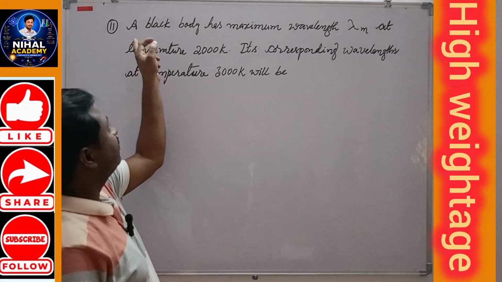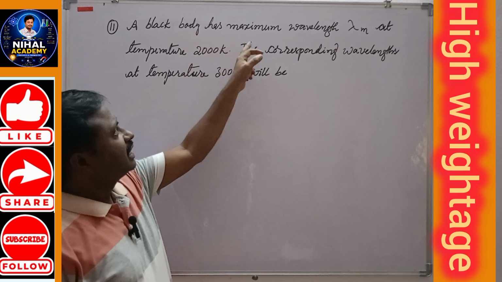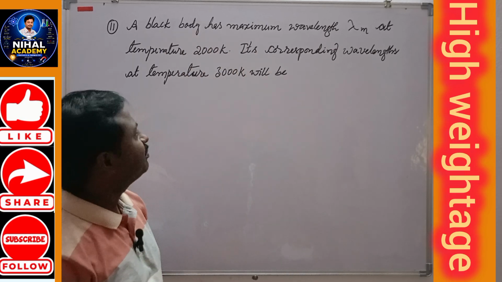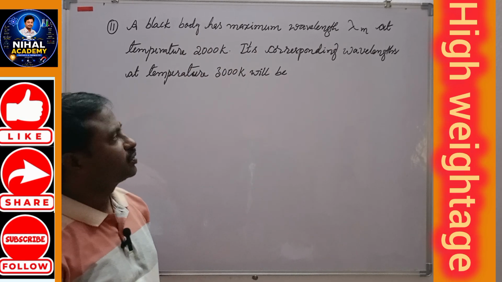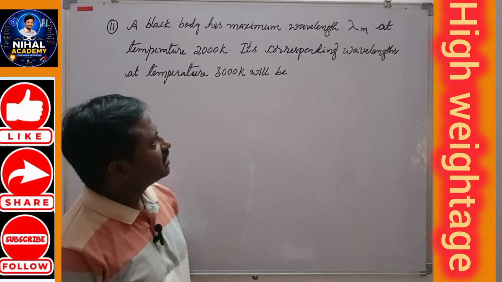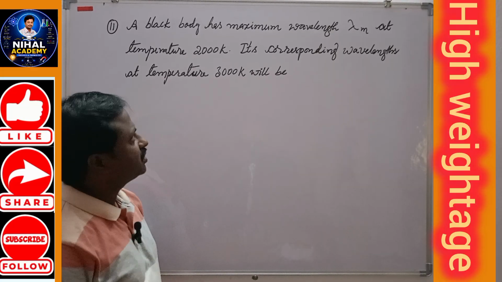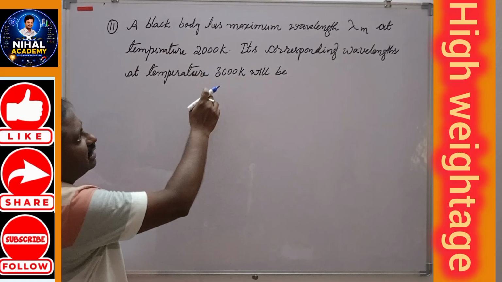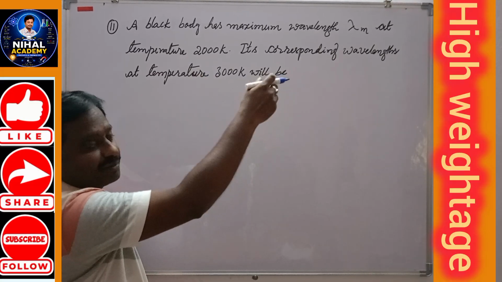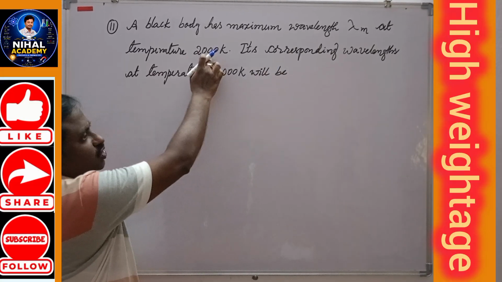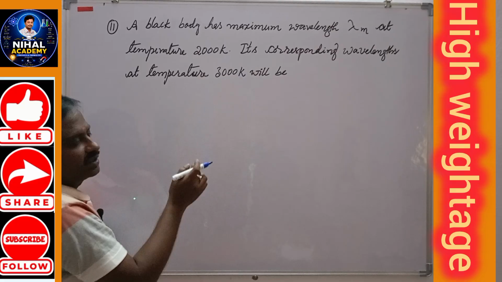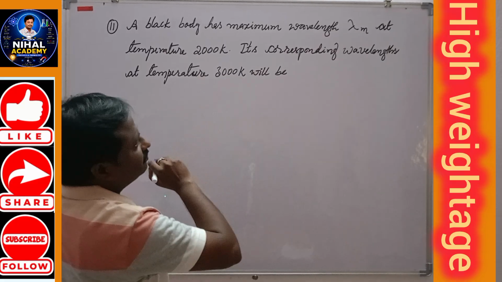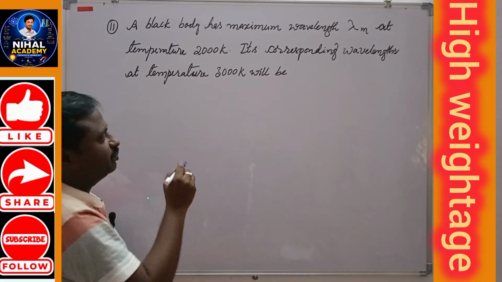The question number 11. A black body has maximum wavelength lambda m at temperature 2000 Kelvin. Its corresponding wavelength at temperature 3000 Kelvin will be? So we have to calculate the corresponding wavelength, that means lambda m dash. The temperature T1 is given, T2 is given. So what is the relation here? The maximum wavelength and temperature.